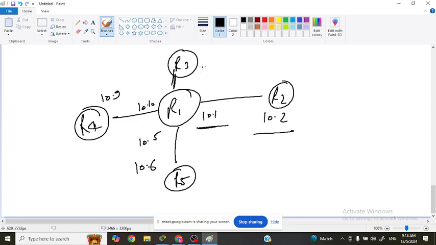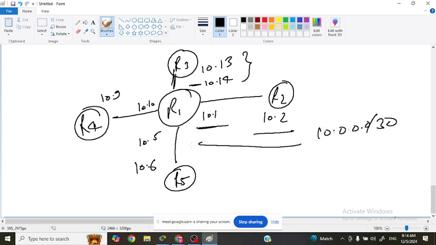Yes, yes, they are in the same network. 10.13 here and 10.14 here. Lakshman, are you getting why I am writing this? Yes, sir. This one is 10.0.0.0/30 and this one is 10.0.0.4/30. What will be the network ID here? Lakshman, tell me fast. 10.0.0.4, same, sir. /30.